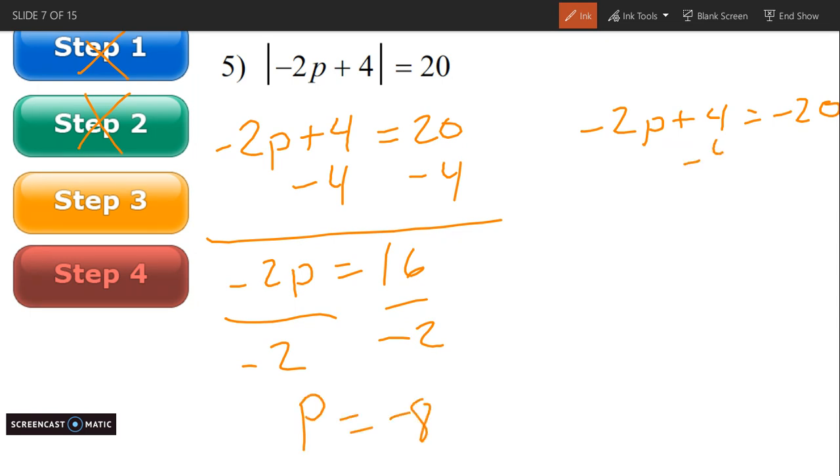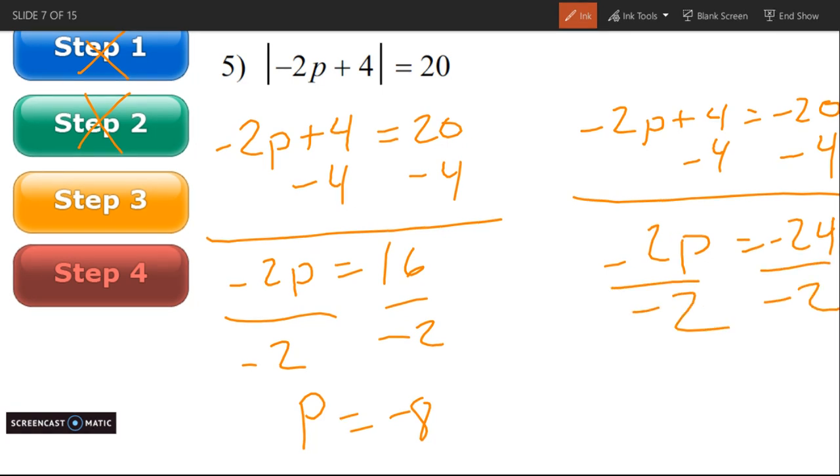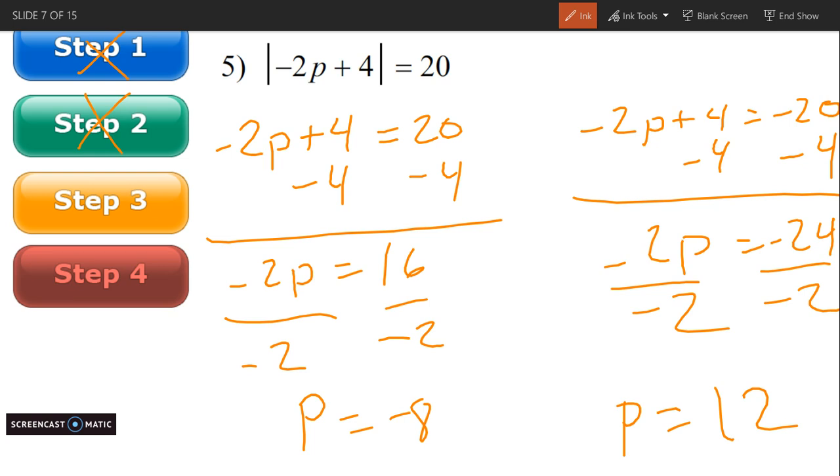And then over here, we're going to subtract 4 on both sides. Negative 2p equals negative 24. Divide by negative 2 on both sides to undo that multiplication. And p equals 12 this time. So again, you can substitute negative 8 back in for p. You can substitute 12 back in for p. They're both going to give you 20.